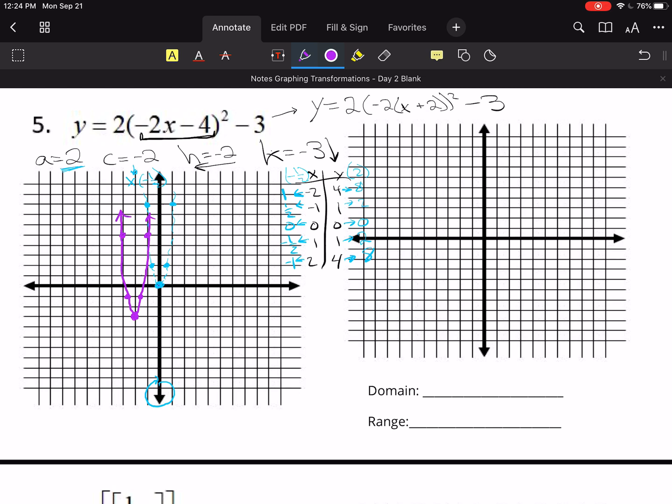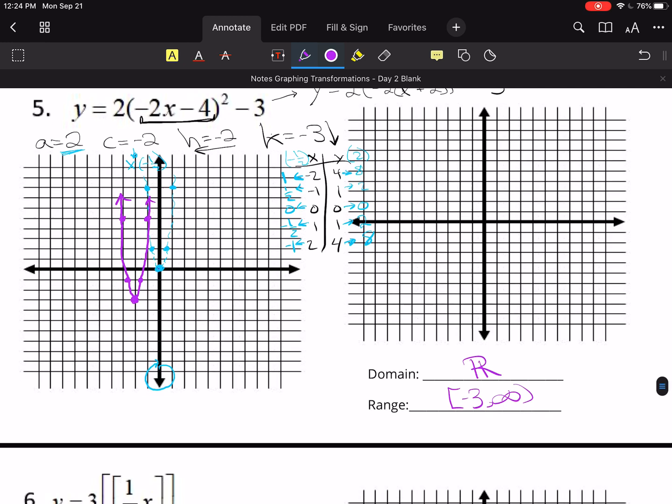Okay, so the domain is going to be all reals. My range, bottom to top, so I'm going from negative 3 to infinity, or y is greater than or equal to negative 3. All right, so that kind of covers handling the parent functions with a c value.